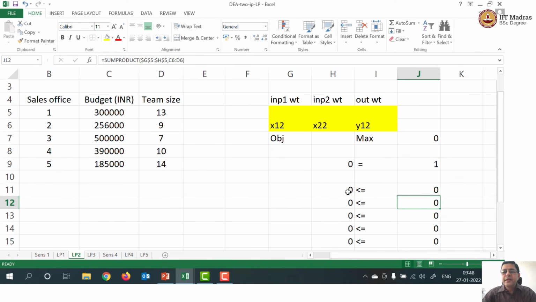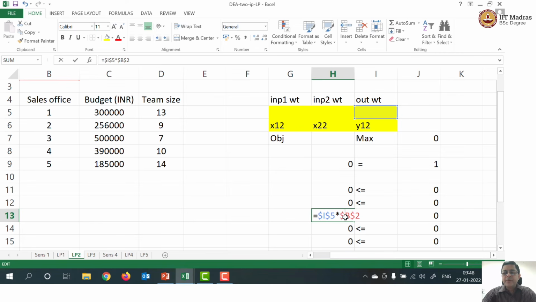So this constraint says that using the weights for DMU 2, DMU 1 should not get an efficiency of more than 1. The next constraint says that using the weights for DMU 2, DMU 2 should not get an efficiency of more than 1. If it is efficient, it should get an efficiency of 1, but nobody should get an efficiency of more than 1, because quoting an efficiency value of more than 1 looks really weird. So everybody should get an efficiency of less than or equal to 1. This constraint says that using the weights for DMU 2, DMU 3 should not get an efficiency of more than 1.